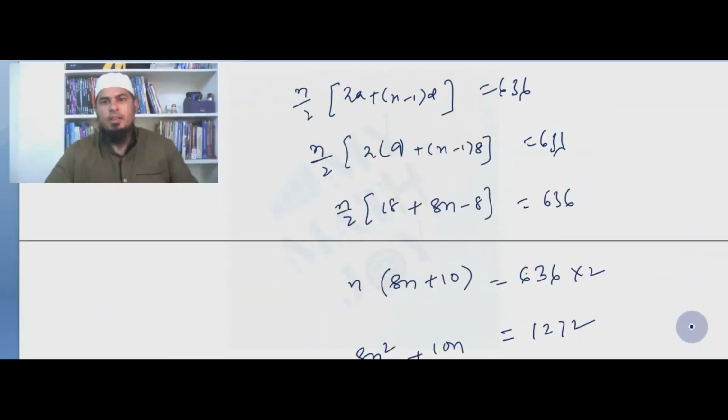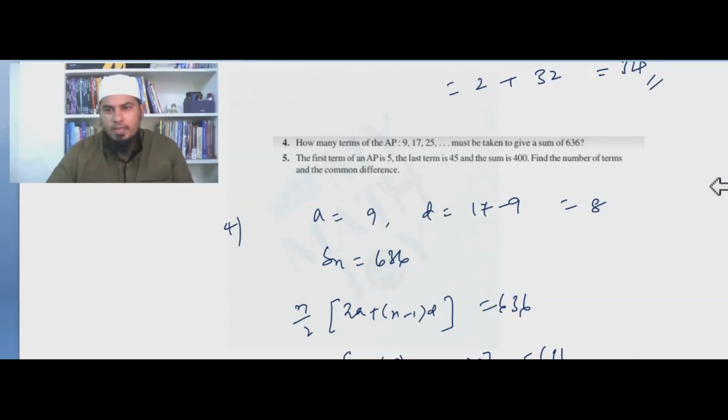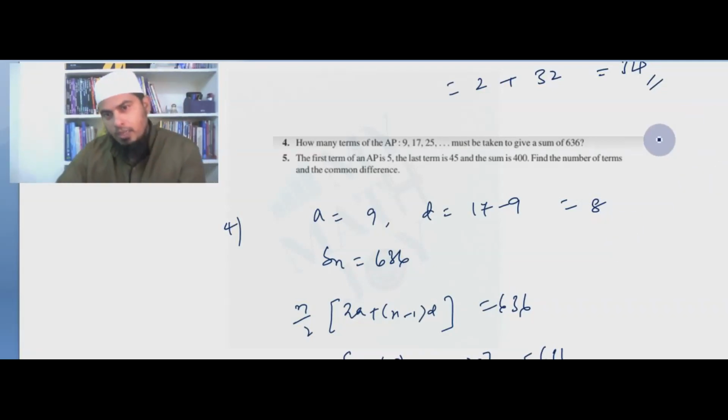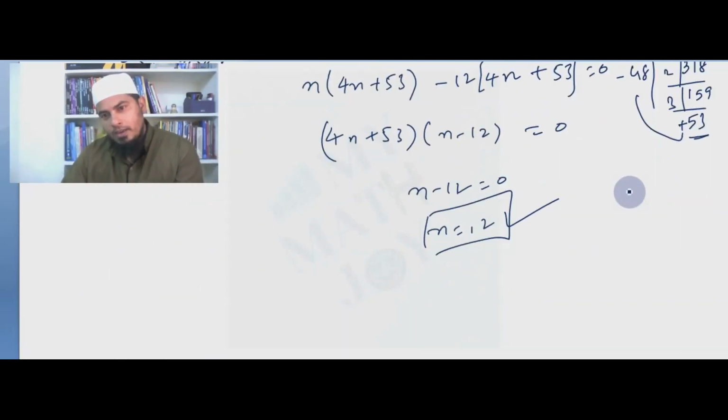It means in the question he asked how many terms will give the sum equal to 636. We got the answer: it should be 12 terms. If added together, they will give the answer 636.